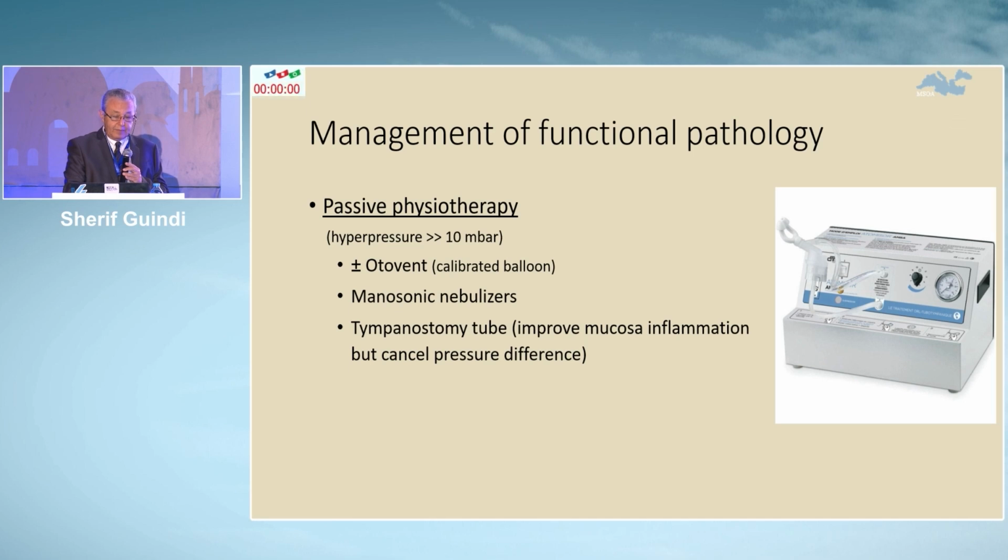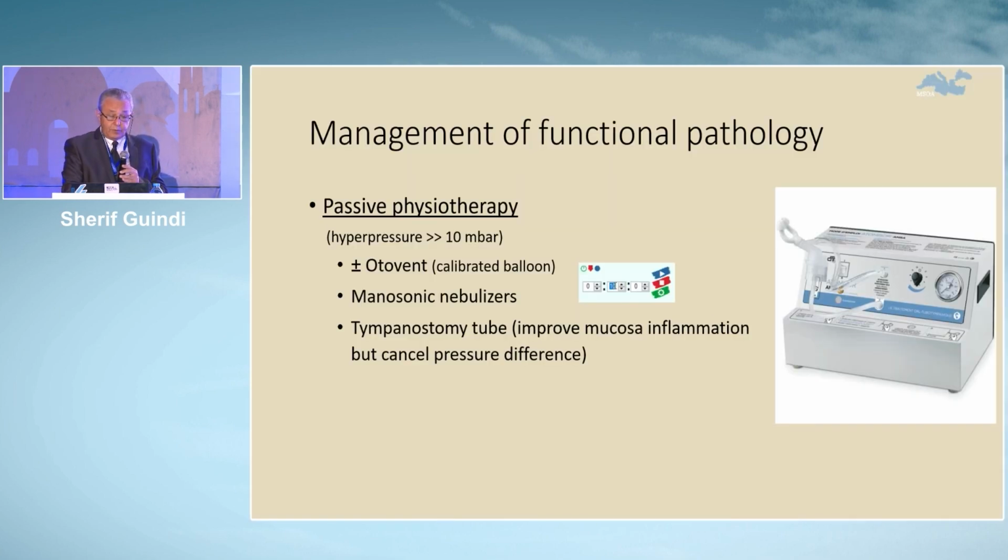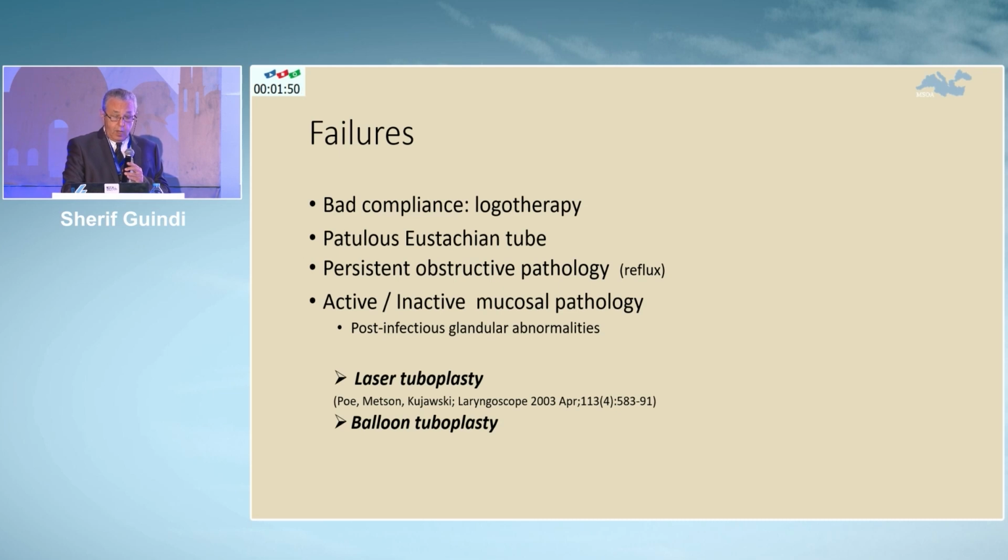Or we can have a passive physiotherapy, like the use of autovent, a monosonic nebulizer, or sometimes the tympanostomy tubes, which improve the middle ear mucosa, but they cancel the pressure difference, of course. Failures of treatment occur, like in bad compliance, if I have a patulous Eustachian tube, persistent obstructive pathology, active or inactive mucosal pathology, and in this case, we will need to resort to a laser tuboplasty or a balloon tuboplasty.